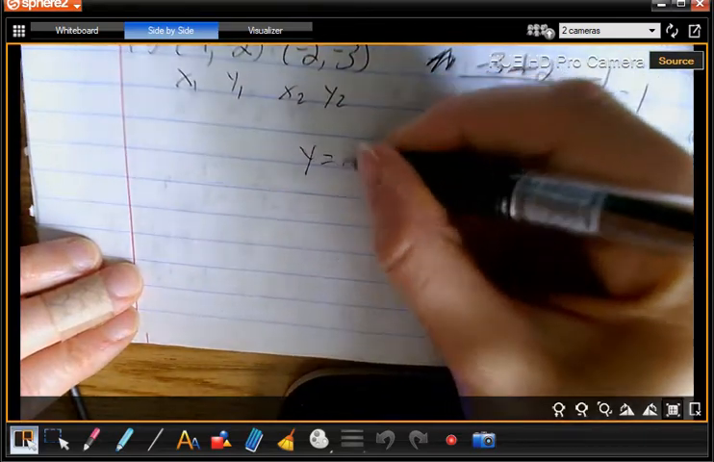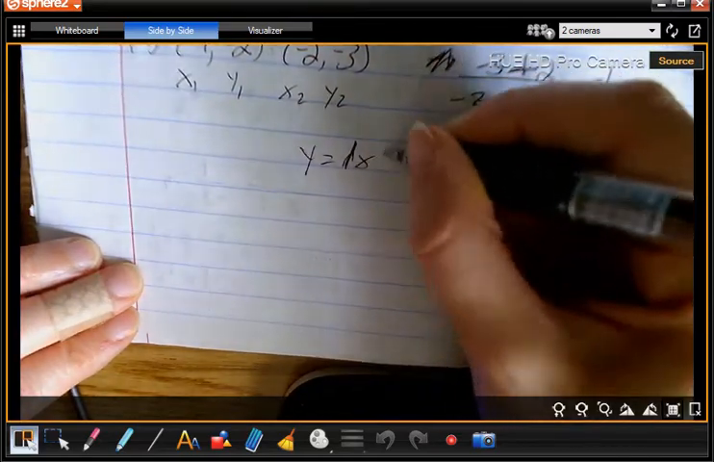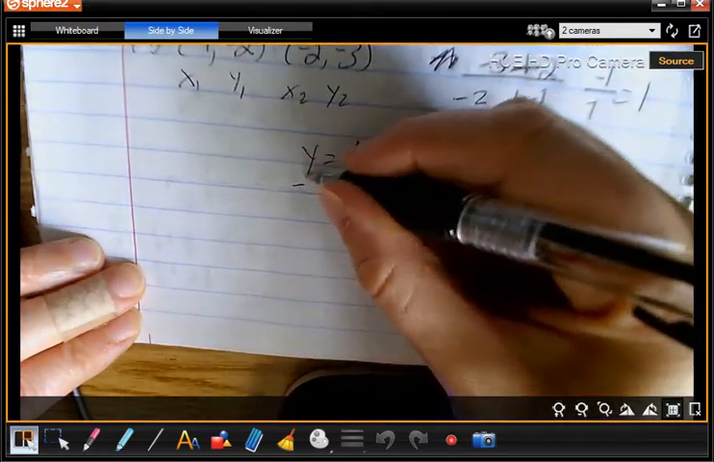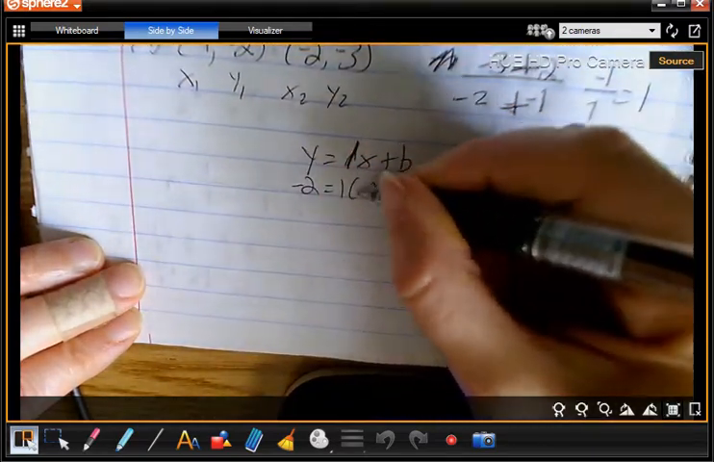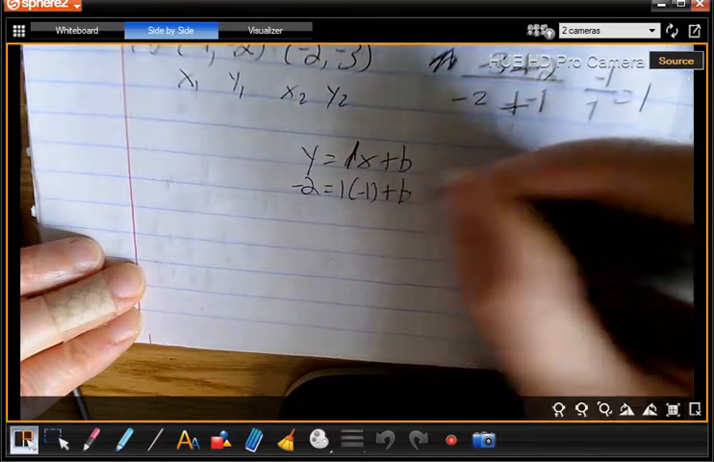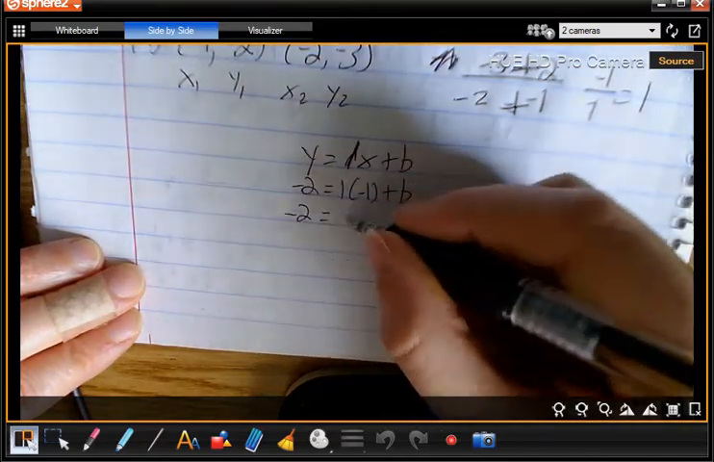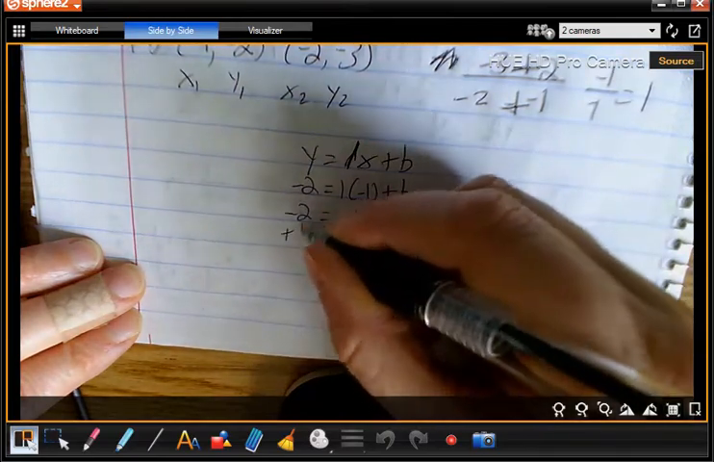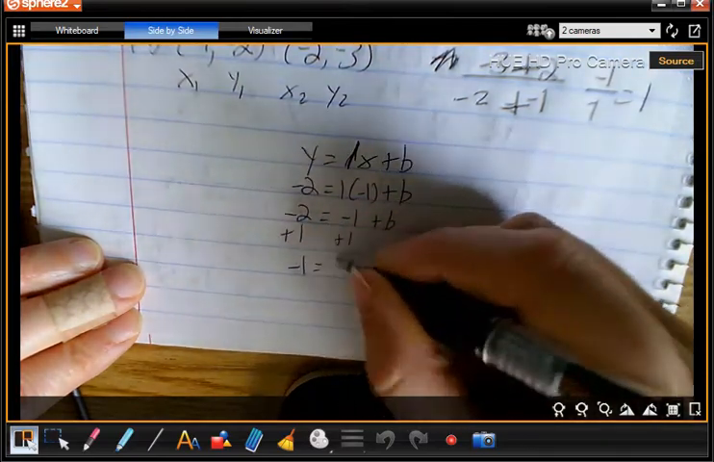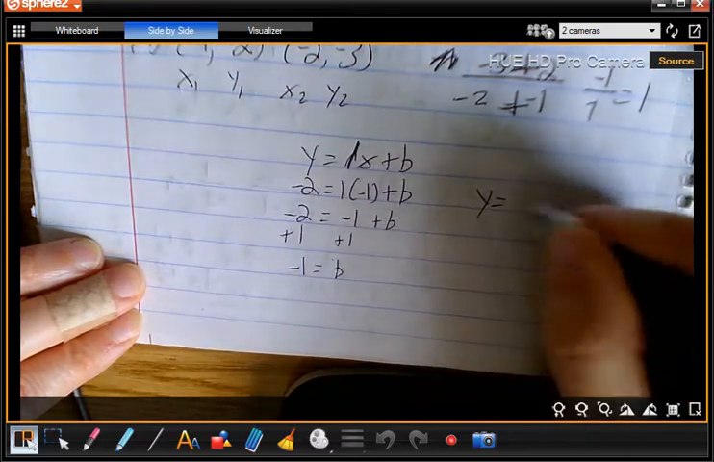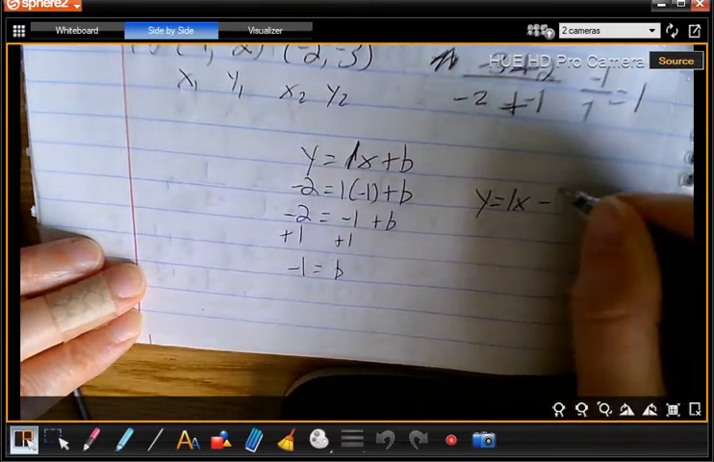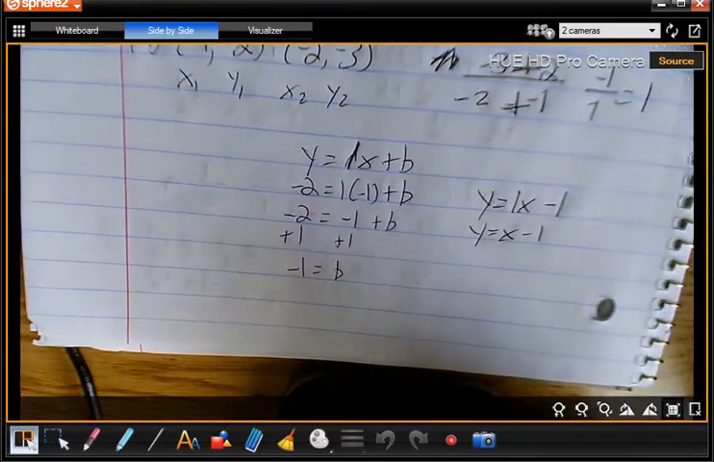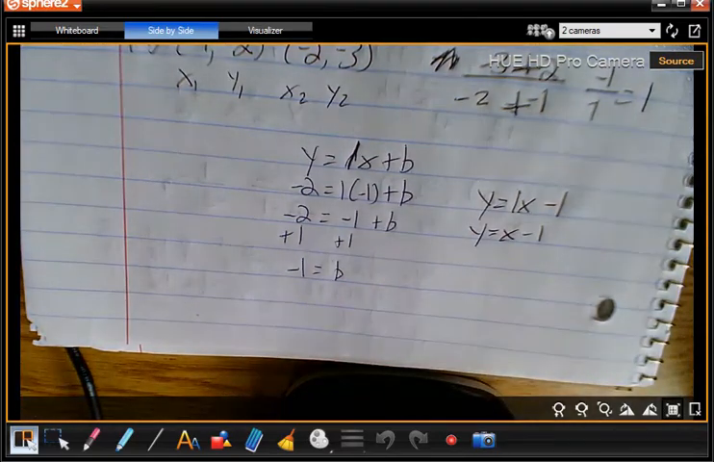So y equals 1x plus b. We're going to plug in y is negative 2, x is negative 1, plus b. So I get negative 2 equals negative 1 plus b. I'm going to add 1 to each side, and I'm going to get negative 1 equals b. So y equals 1x minus 1, or just y equals x minus 1, because you don't technically need that 1 in front. Okay, so there's a bunch of examples.